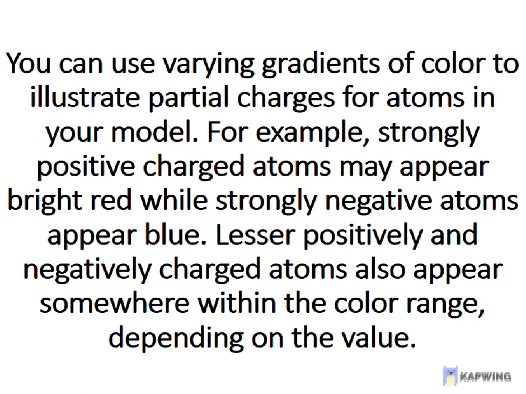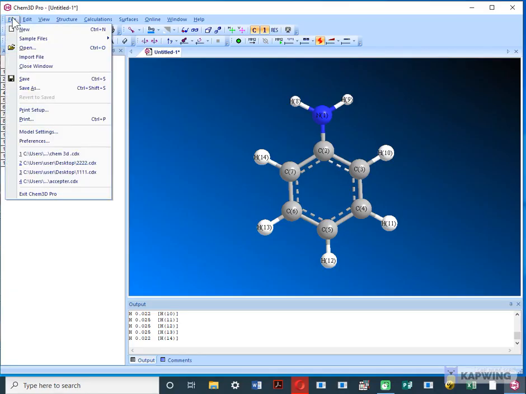You can use varying gradients of color to illustrate partial charges for atoms in your model. For example, strongly positively charged atoms may appear bright red while strongly negatively charged atoms appear blue. Lesser positively and negatively charged atoms also appear somewhere within the color range, depending on the value.